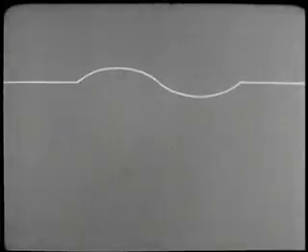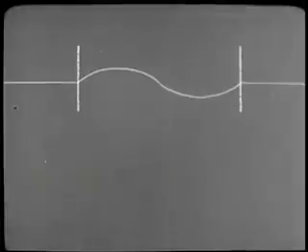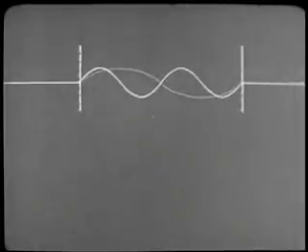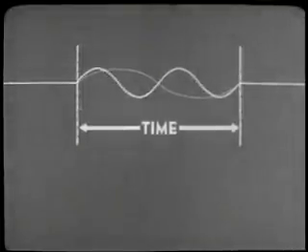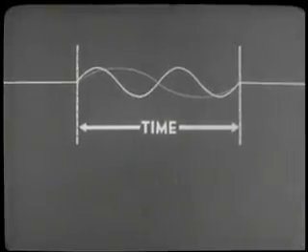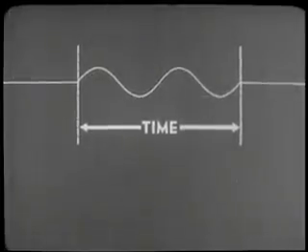But how will it record changes in the frequency of the audio signal? This question can be answered by changing the frequency of the audio signal and observing the results in the carrier. If the frequency of the audio signal is doubled, then in the same period of time, there will be two complete cycles instead of one. Note that the amplitude of the two-cycle audio signal is the same as the amplitude of the single-cycle audio signal.